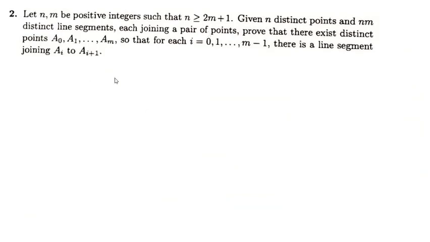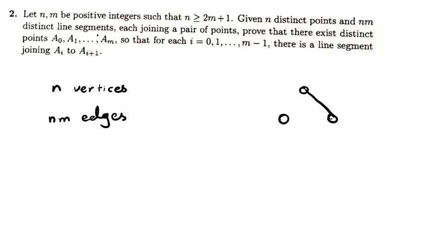If we want to consider this problem in graph, it means that we have n vertices and mn edges. You should know some basic things for this problem about graphs, like vertices. For example, this graph has 3 vertices and edges. So n vertices and line segments. How many line segments do we have? It says mn. So we have mn edges and distinct line segments, each joining a pair of points.